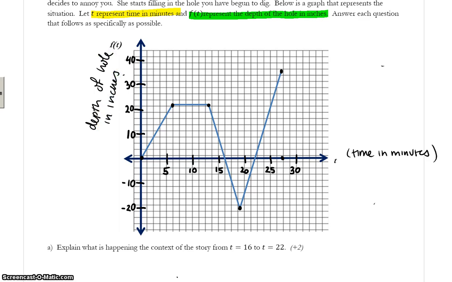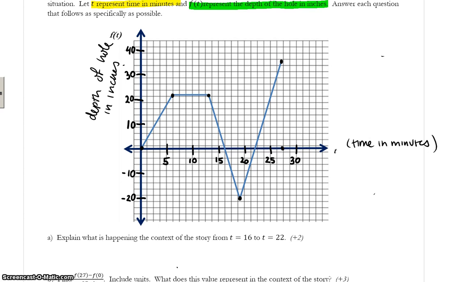Okay, so let's talk about this graph first, because the hardest part about these problems is understanding what you're looking at. A lot of you thought that this -10, -20 meant that he was 10 inches below ground, 20 inches below ground, which is actually not true. So this is the ground. And because our f of t is the depth of the hole in inches, that means that this part right here is 10 inches below the ground, 20 inches below the ground, 30 inches below the ground. So the positive numbers are actually below the ground.